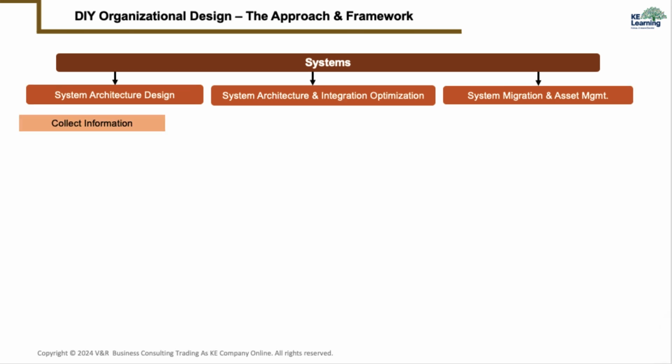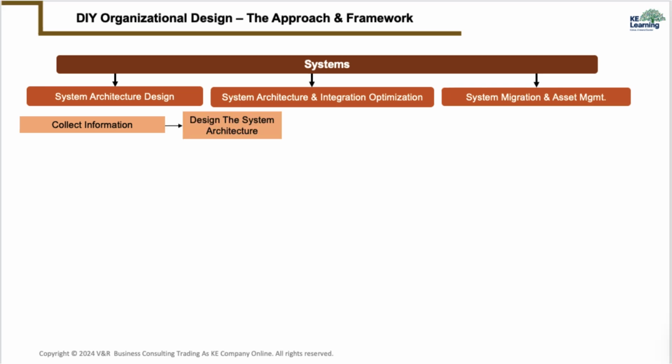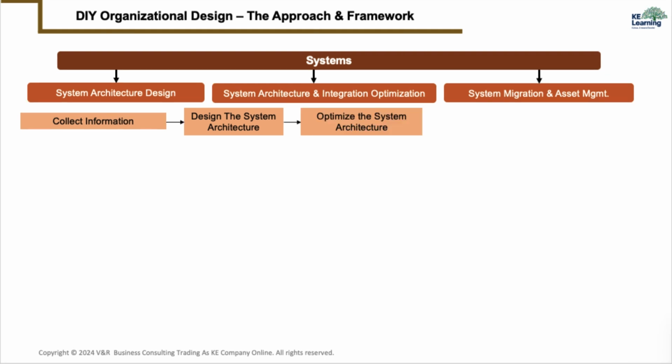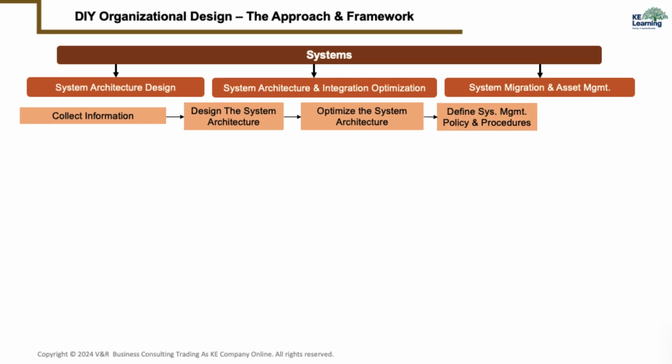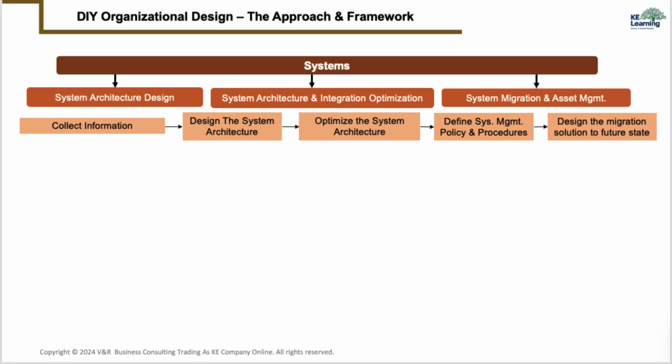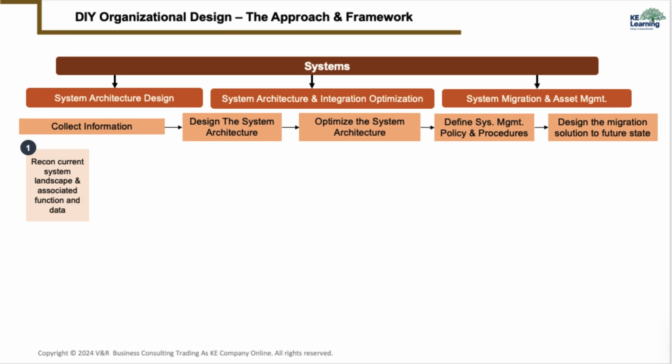The distilled process is very similar to the one of the data component, which starts with collecting information to figure out the current setup, designing the future state architecture, optimizing the said architecture, and defining policies and procedures. The process concludes with designing the migration solution and implementation plans for moving from the current system environment to a future state system environment.